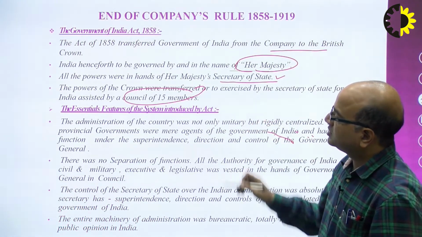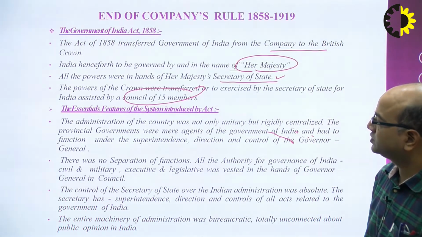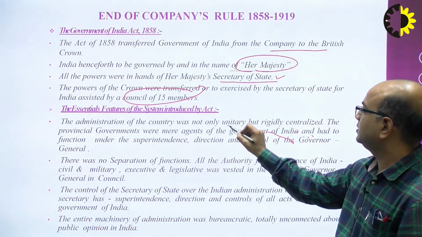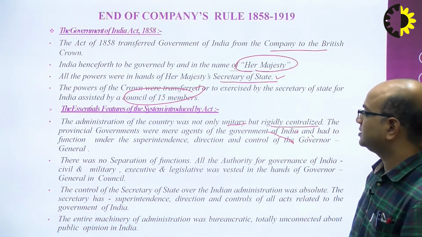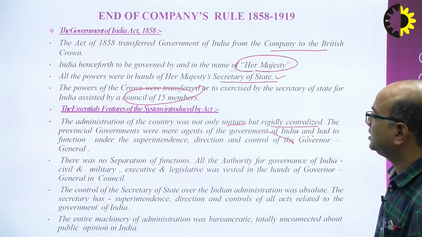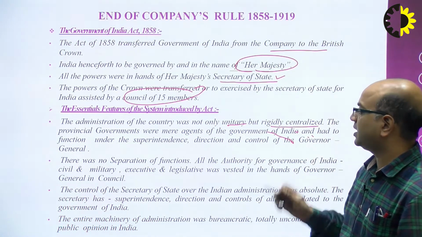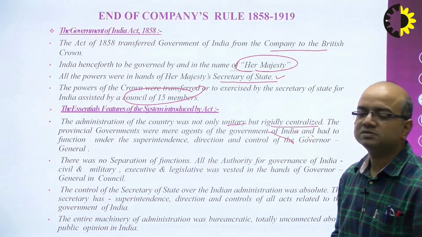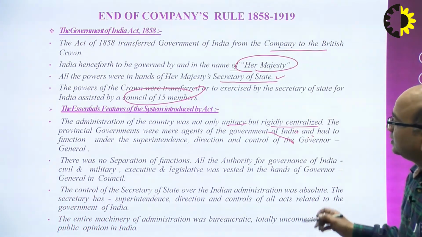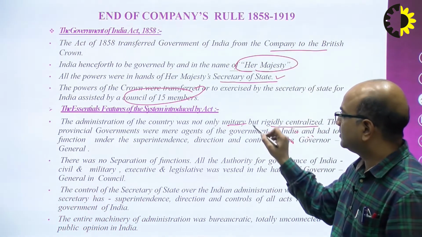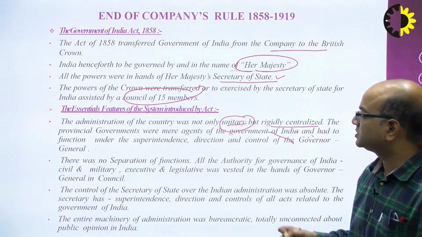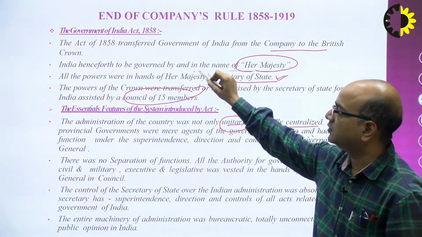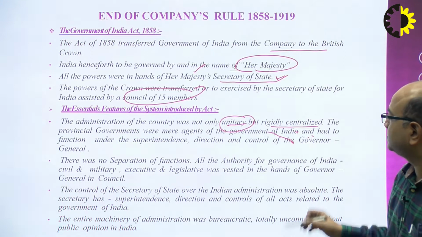Then next is the essential features of the system introduced by this act. The administration of the country was not only unitary but rigidly centralized, and the provincial governments were mere agents of the government of India and had to function under the superintendence, direction and control of the Governor General. So here what is going on is that though this act was formed, the 100% control was still in the hands of the Secretary of State, in the hands of Her Majesty, and this was the major thing.